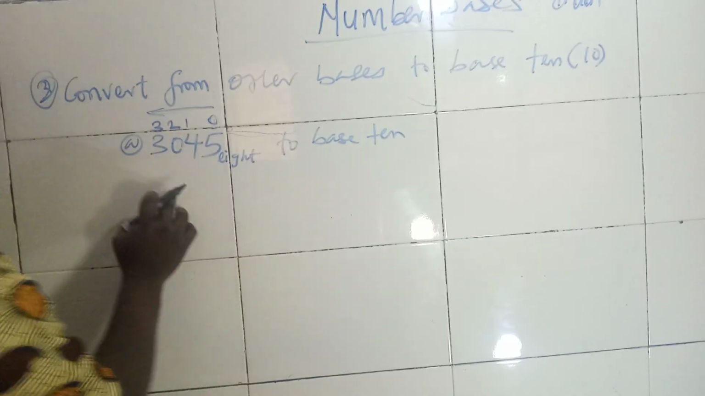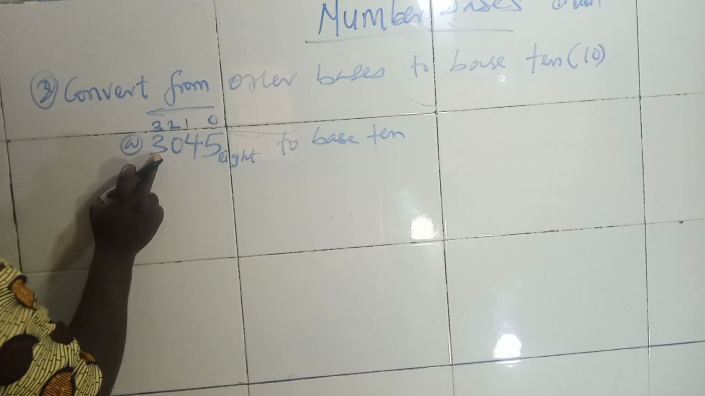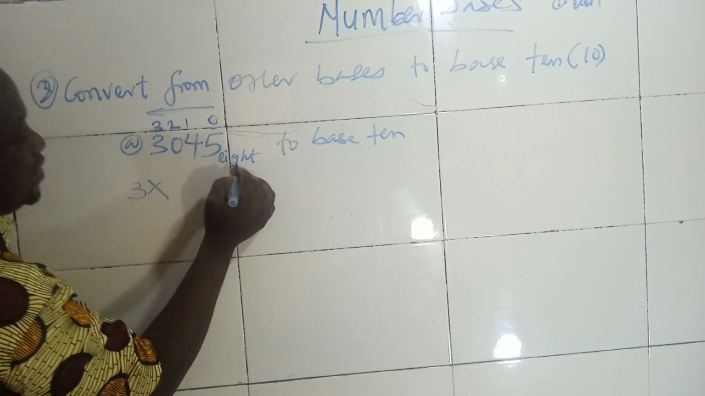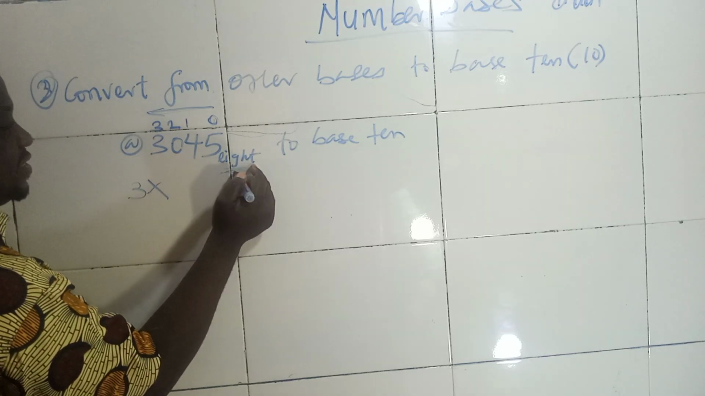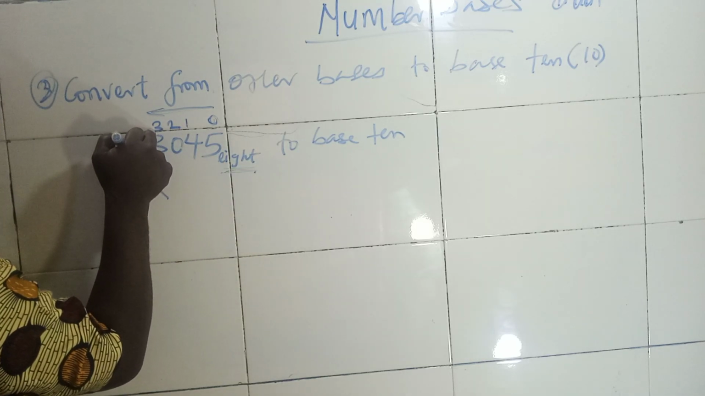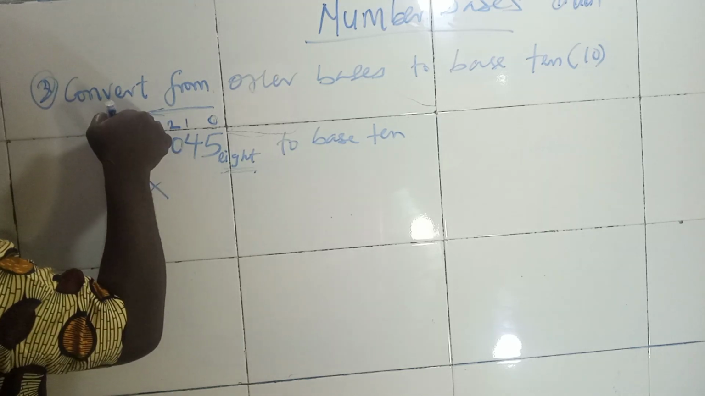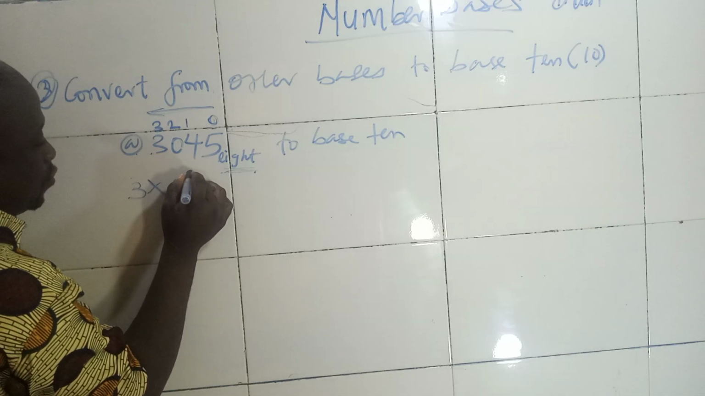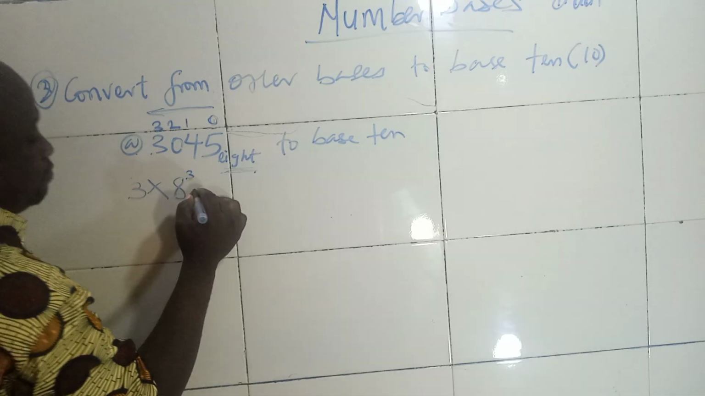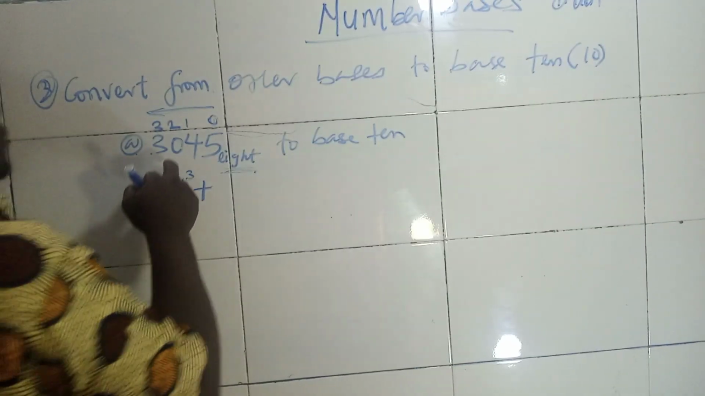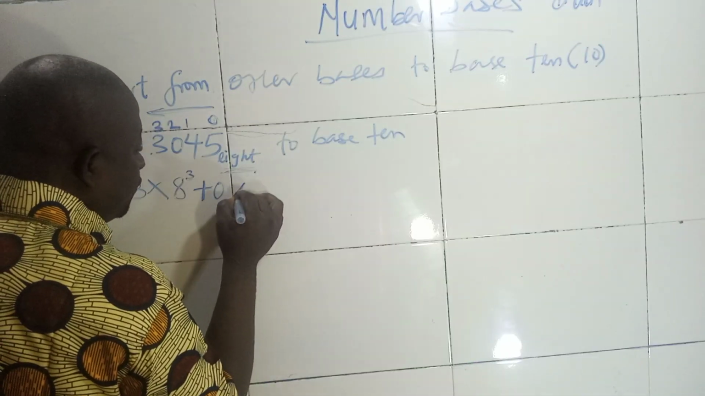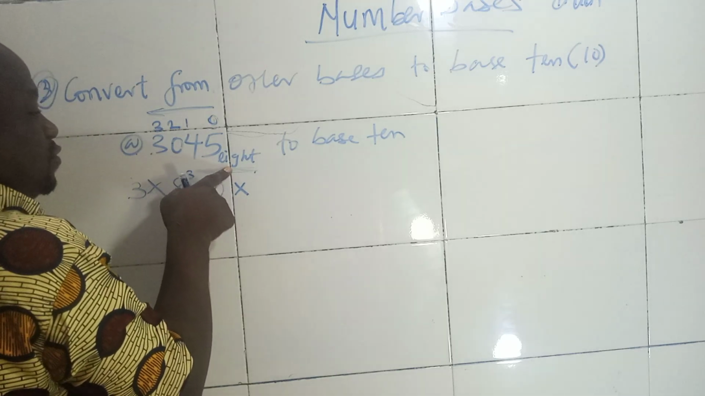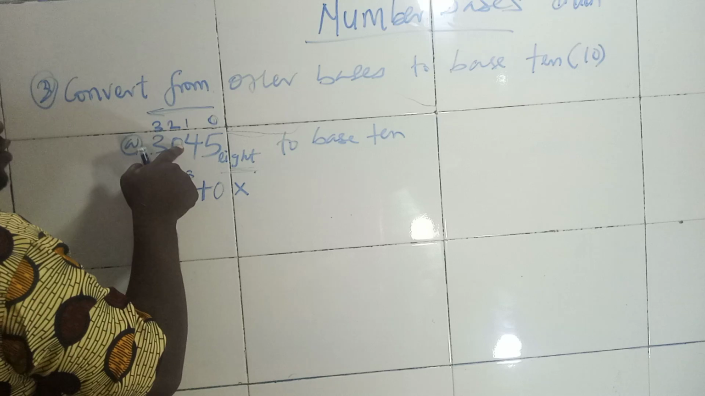So now for us to do this, you pick the first digit, which is 3. It will be 3 times this subscript, which is 8, raised to the power of what is on that digit. 3 is on the digit of what? 3. So it will now be 8 raised to power 3, plus, you're going to sum it, 0 times the subscript, which is 8, raised to the power of what is on this 0.